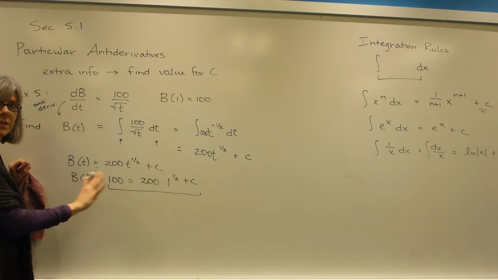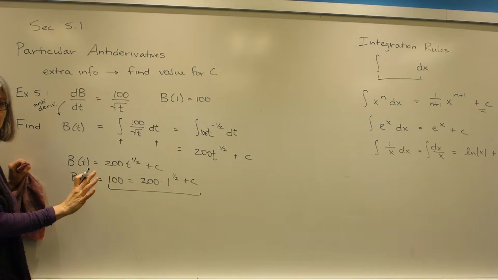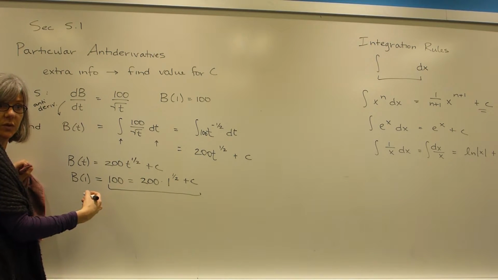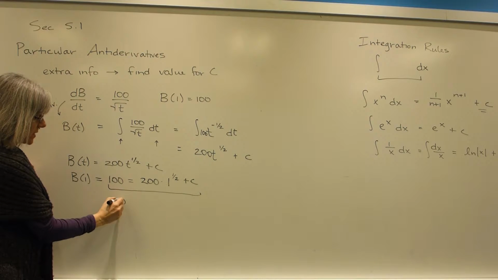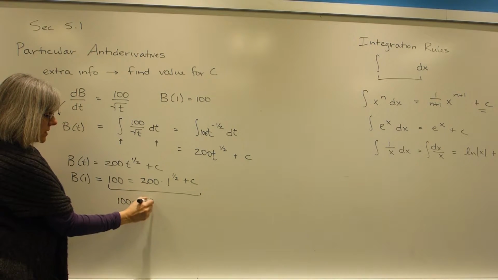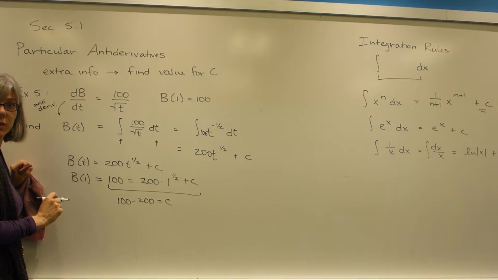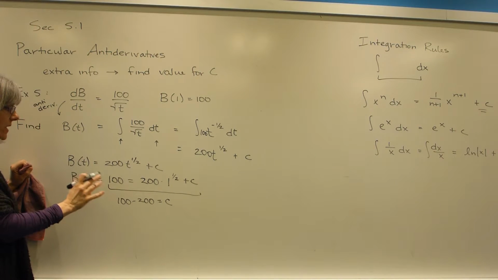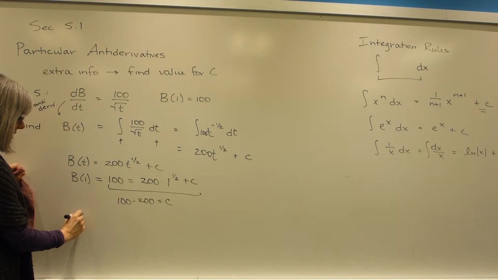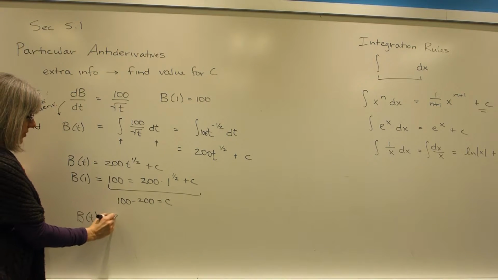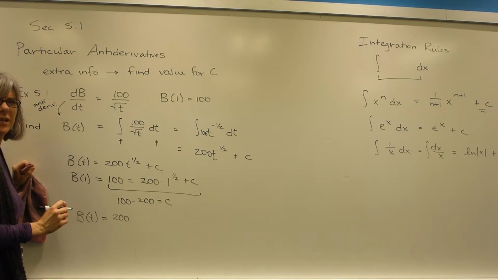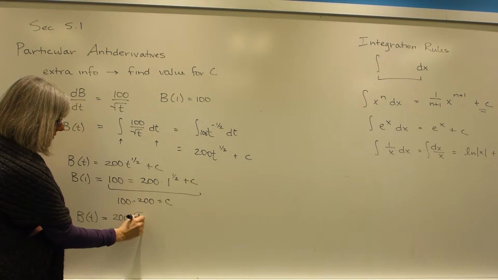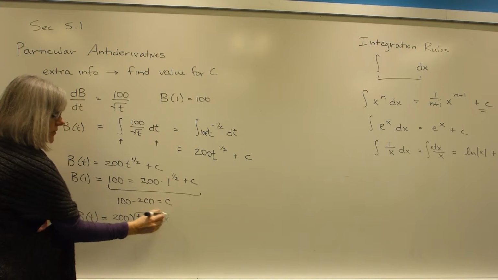Now this is the important part. The whole point of this part of the problem is to find c. So I've got 100 equals 200 plus c. I'm going to subtract 200 from both sides. So I'll get 100 minus 200 equals c. So c is minus 100. Remember then to write your final answer. So your final answer is going to be b of t is 200 t to the 1/2. It's a little easier to think about as square root of t, so you can rewrite it as 200 square root of t minus 100, because that's what c is.